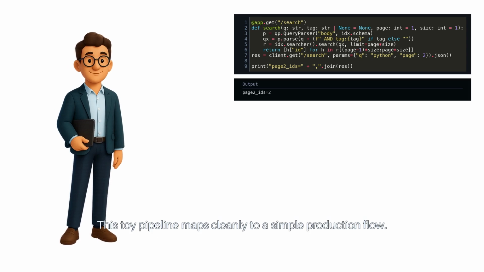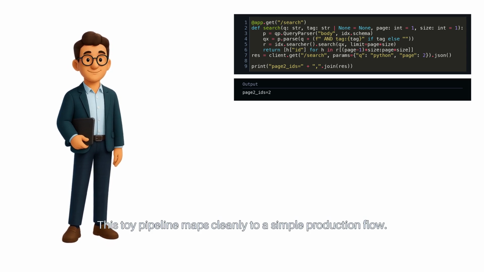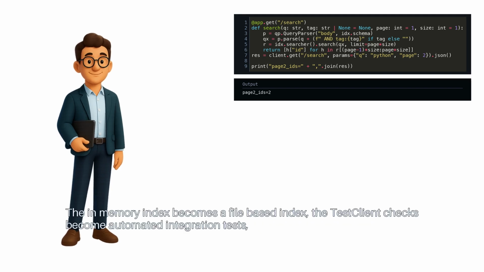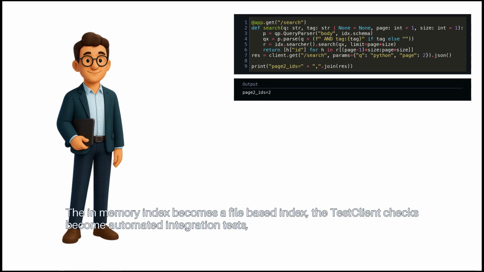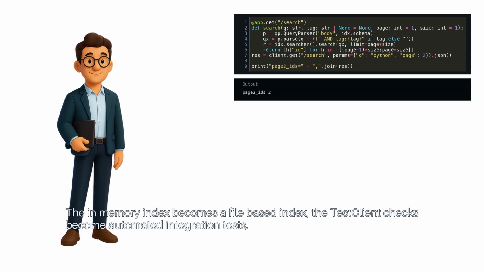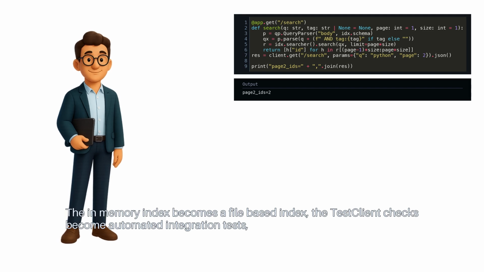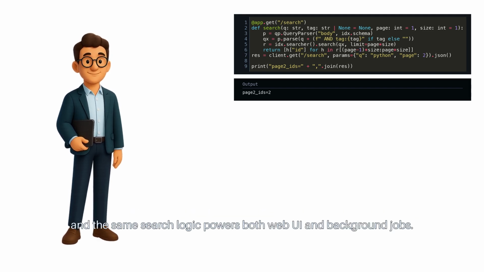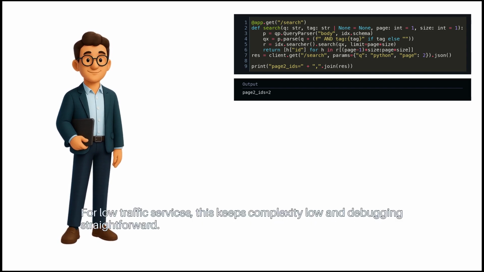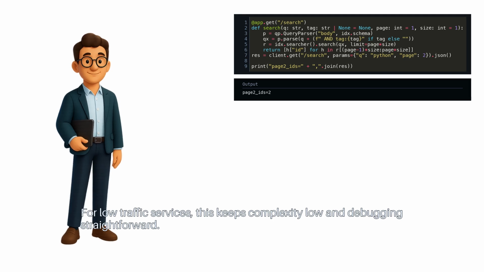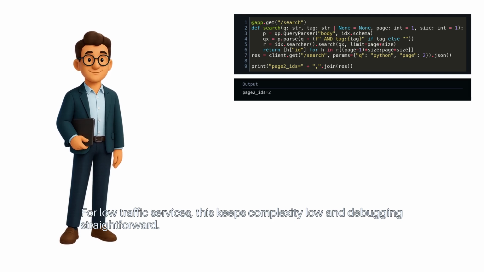This toy pipeline maps cleanly to a simple production flow. The in-memory index becomes a file-based index. The TestClient checks become automated integration tests, and the same search logic powers both web UI and background jobs. For low-traffic services, this keeps complexity low and debugging straightforward.